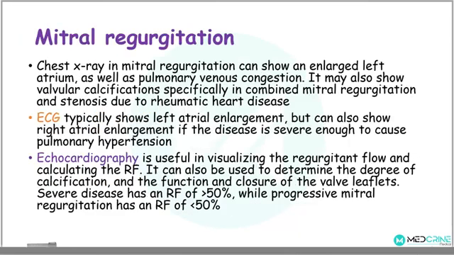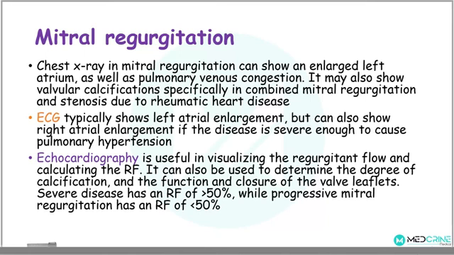Then in a mitral valve regurgitation, or a mitral regurgitation, a chest X-ray may show an enlarged left atrium as well as a pulmonary venous congestion, and can also show some valvular calcification, specifically with combined mitral regurgitation and stenosis due to rheumatic heart disease. An electrocardiogram shows a left atrial enlargement but can sometimes show right atrial enlargement if this disease is severe enough to cause a pulmonary hypertension.